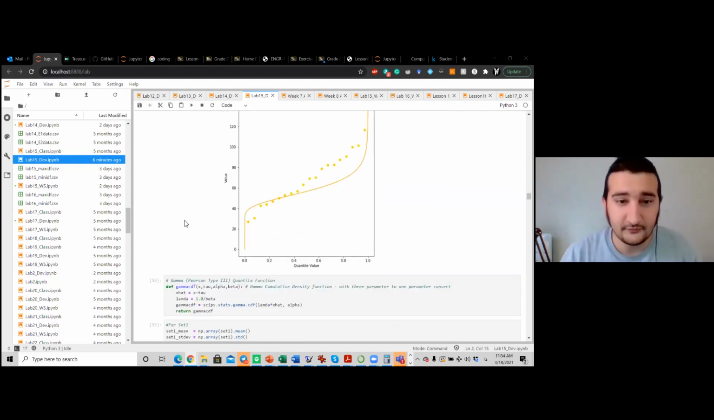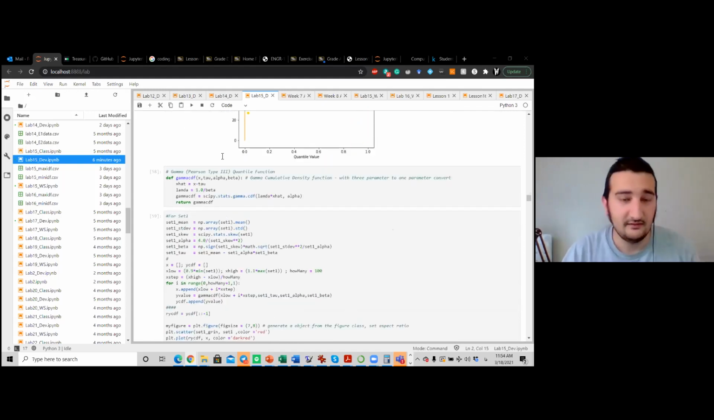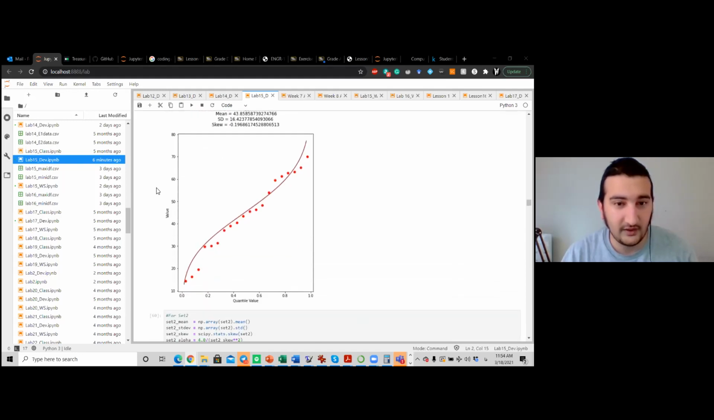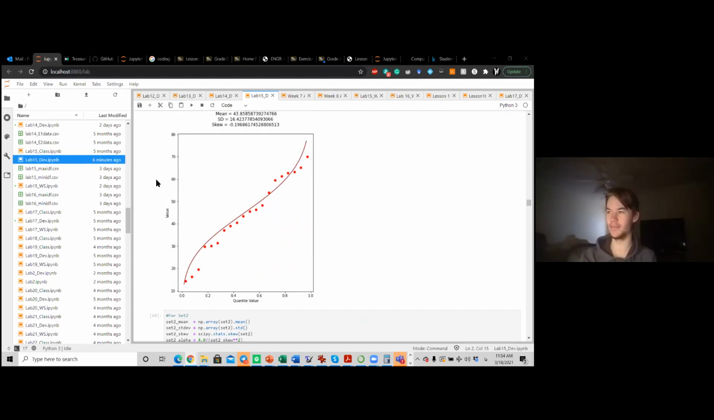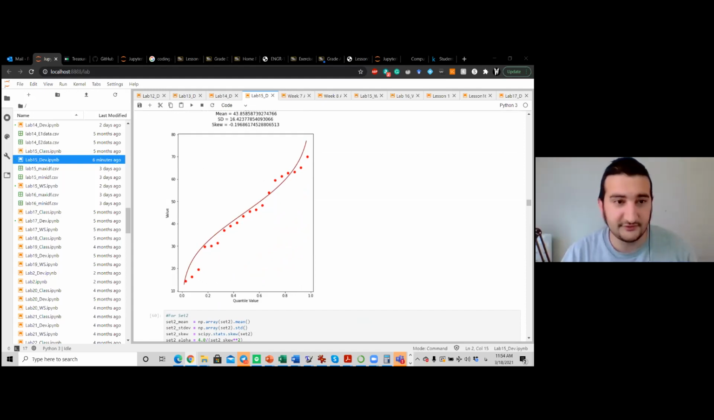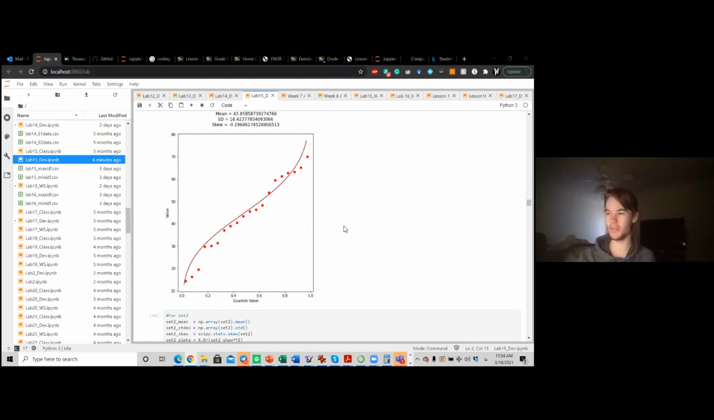Okay, let's move to gamma again. We will first define the function for gamma distribution data model, and then we apply it on our set 1, and we get this. Yeah, it's not so bad. Compare this with the normal distribution data model for set 1, and tell me which one you like better. They're honestly pretty close, but yeah, I'd probably prefer gamma.